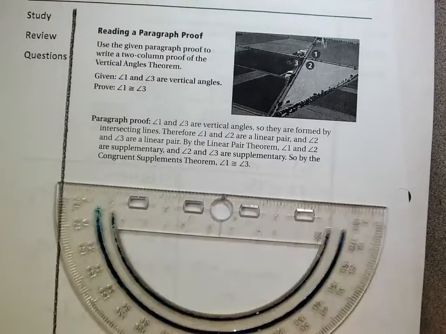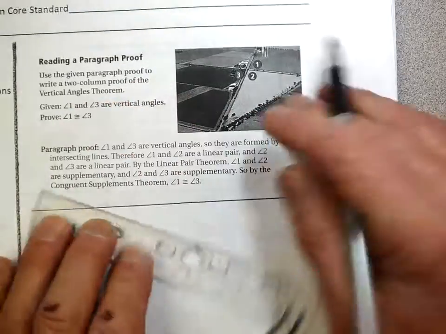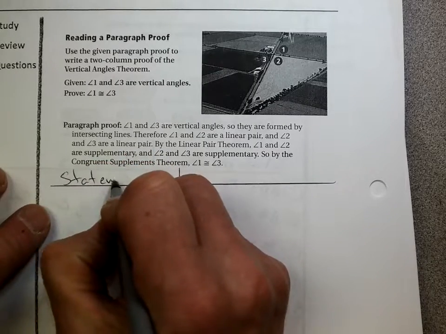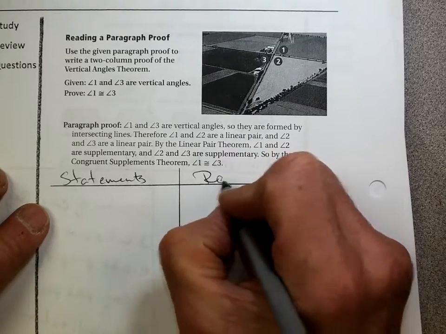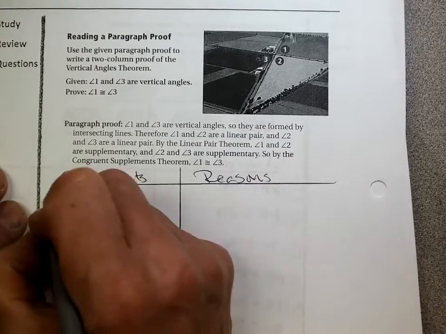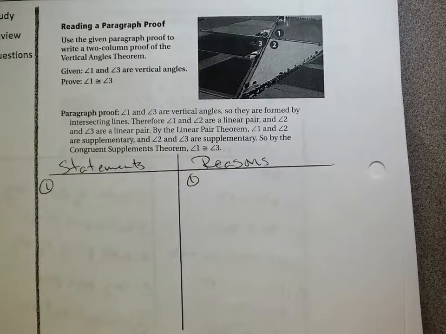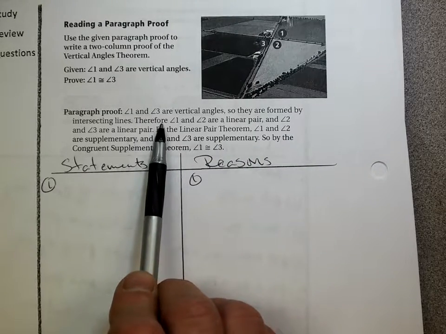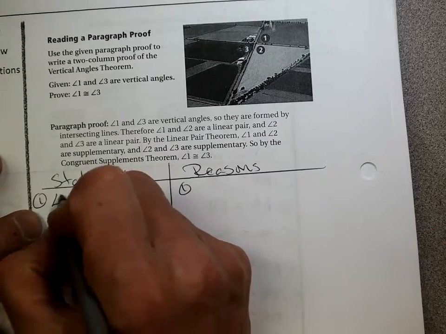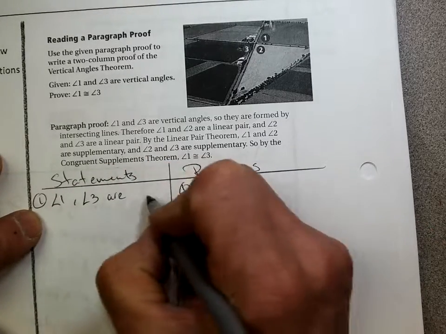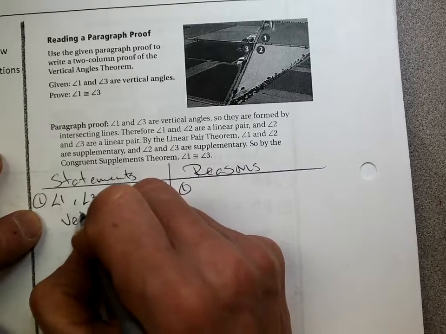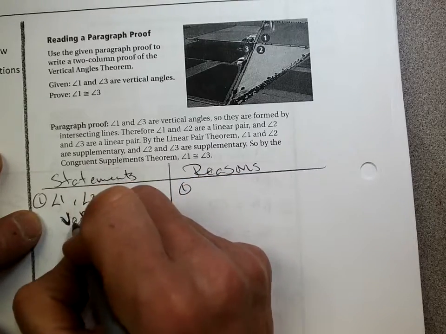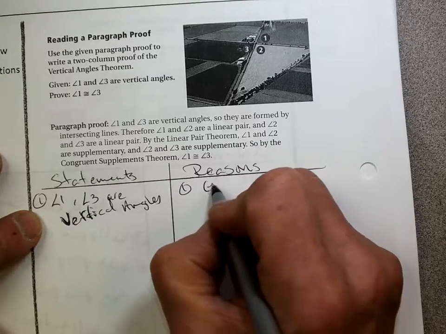All right, so let's go ahead and do our statements and our reasons, right? Step one. So the paragraph proof goes along like this. Angle 1 and angle 3 are vertical, so they form intersecting lines, okay? So we'll put down our given first, right? Our given has to be angle 1 and angle 3 are vertical angles. Sorry, I'll try and get neater. Vertical angles, and that's obviously given.